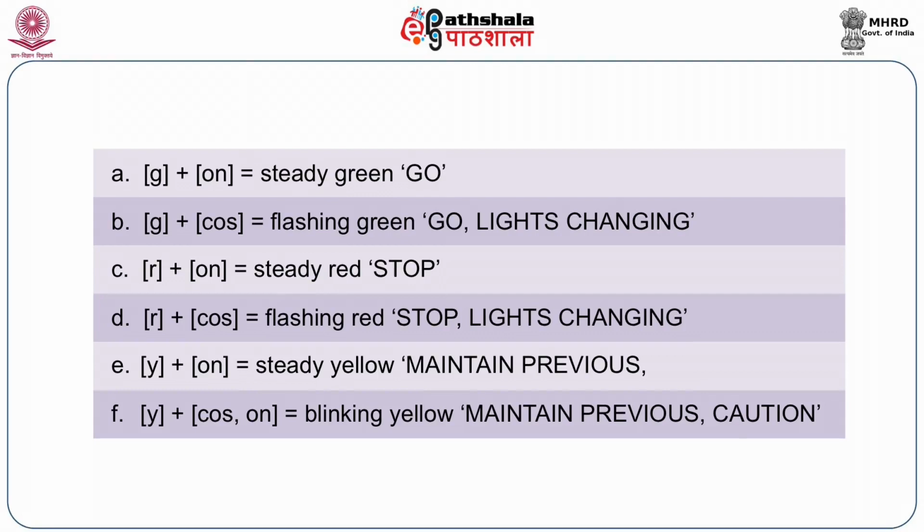Using a monovalent feature system, we could then build a feature geometry which would give you the same meanings as the traffic lights. So for example, the feature geometry G plus the feature on will mean steady green go. The feature R plus on will give you steady red meaning stop. G plus COS will mean flashing green go, lights changing. R plus COS would give you flashing red, stop, lights changing, and so on.